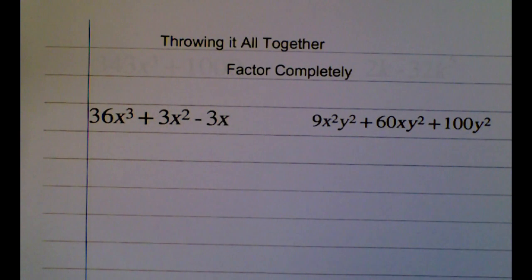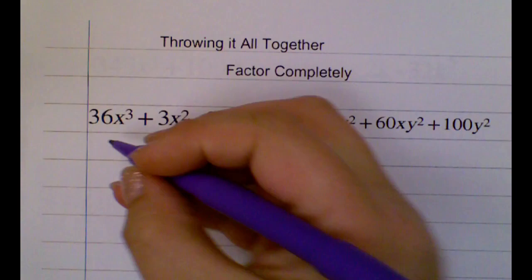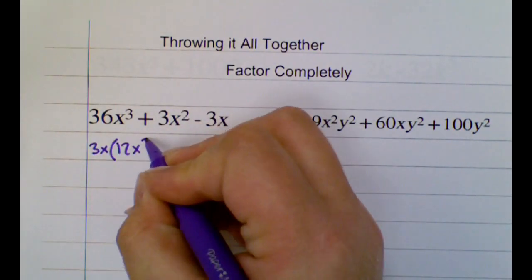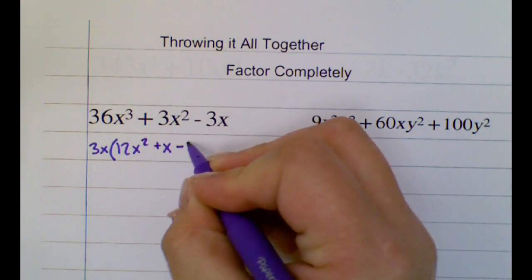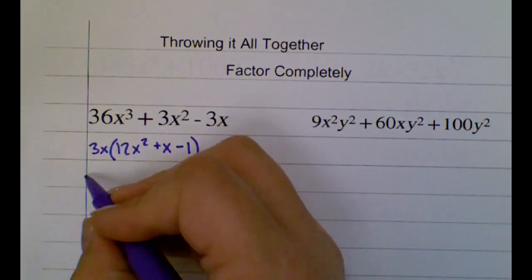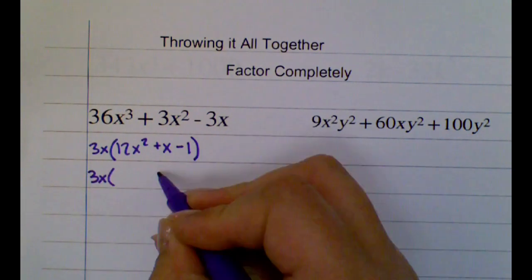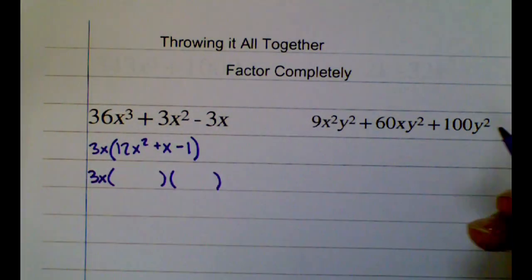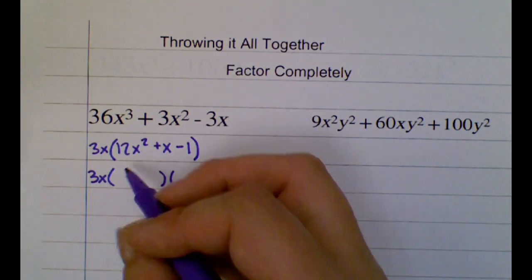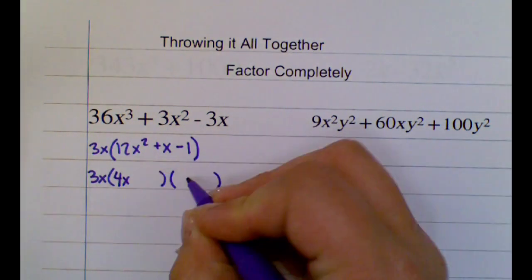For this first one, we start with our GCF. I can take 3x out of all of these terms. That leaves me with 12x squared plus x minus 1. Don't forget that minus 1. Now there's no more GCF, so the 3x is hanging out front, and I have to use my guess and check method. To break down 12x squared, I could use 12 and 1, 6 and 2, or 4 and 3. I personally like 4 and 3, so 4x and 3x.